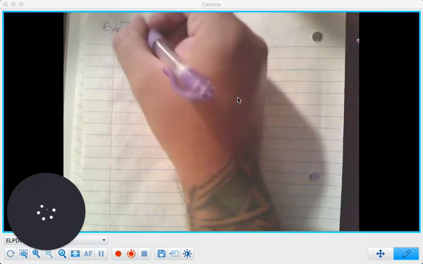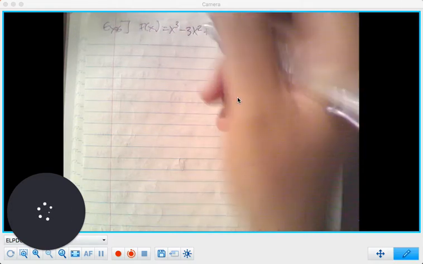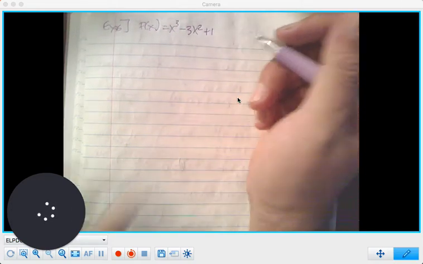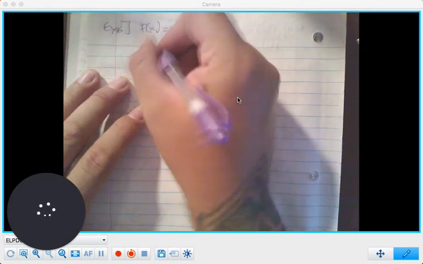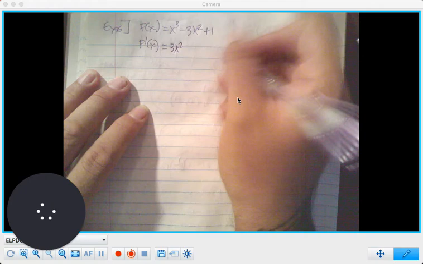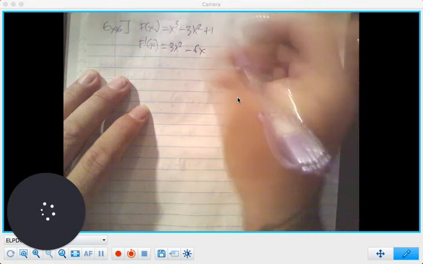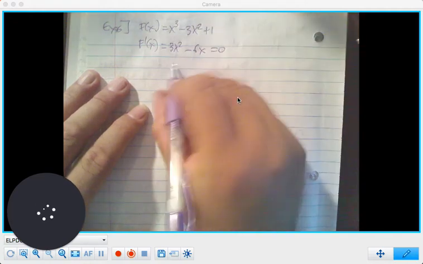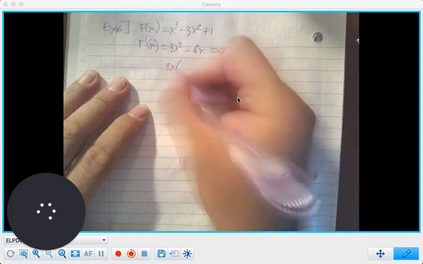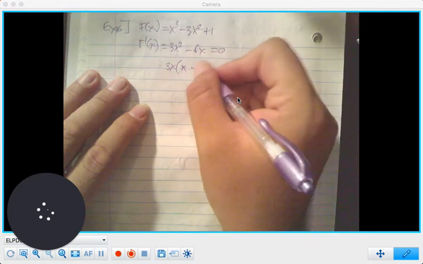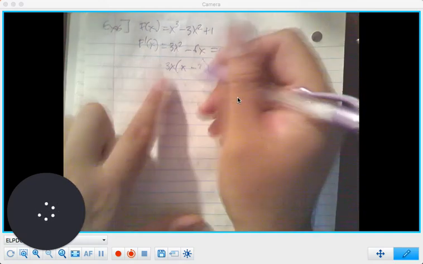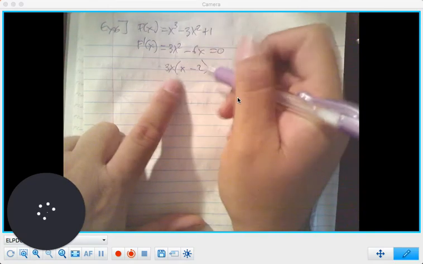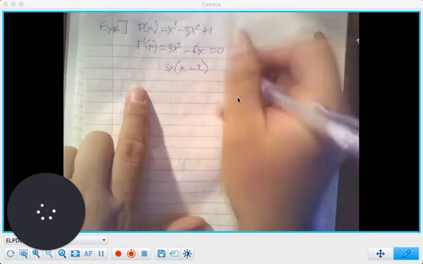Example 6. Okay, I have f of x equals x cubed minus 3x squared plus 1. Again, we don't have any intervals. Cool. So take the derivative. 3x squared minus 6x. Set it equal to 0. We can take out an x and a 3. 3x times x minus 2. Is that right? 3x times x, 3x squared. 3x times negative 2, negative 6x. Okay, good. Set it equal to 0.